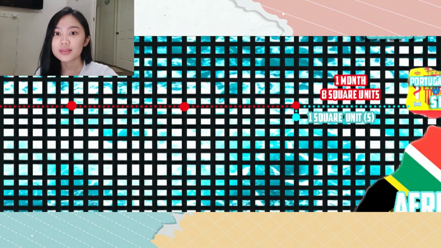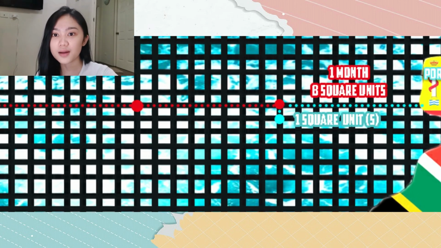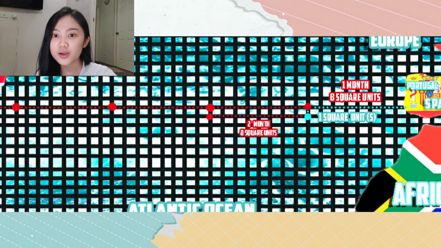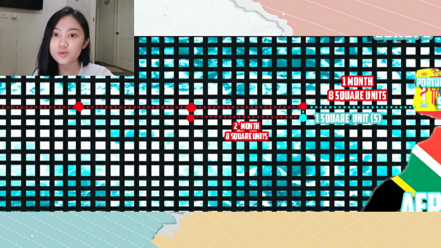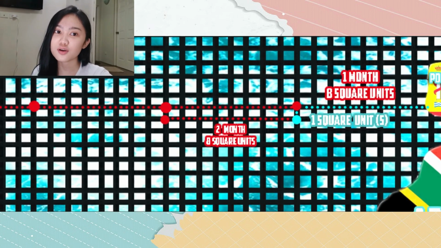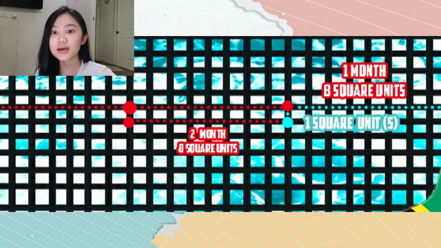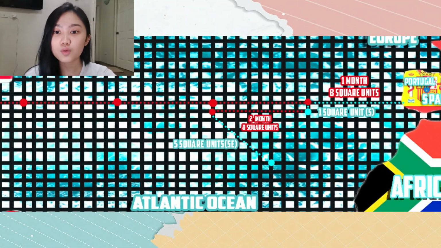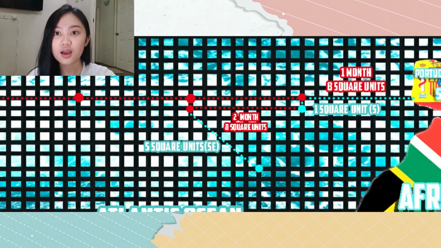Now do the same for the next month and the month after that until you reach the land. For the second month, count 8 square units. Remember that the wind changes, so each month you will have to add a different wind vector. Second month wind vector is 5 square units southeast.